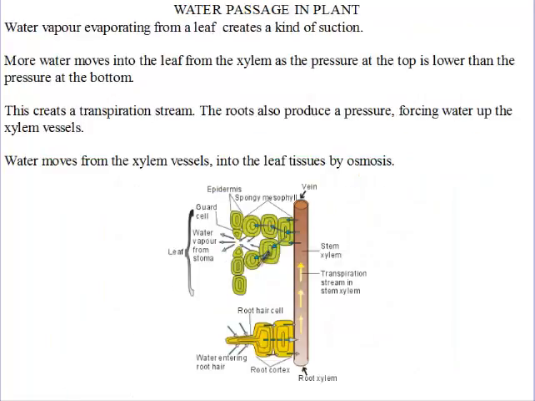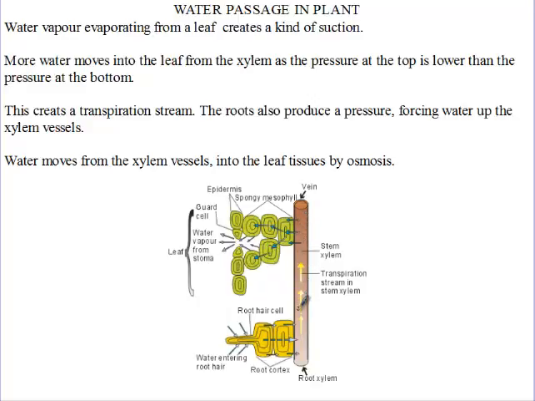Now, once water is in the xylem, the leaf loses water through evaporation. Okay, so water evaporates from the leaf and then it creates a kind of suction. Now, the suction is created because the pressure at the top here is lower than the pressure at the bottom. Now, because the pressure will need to be balanced, water will have to rush from the bottom to the top.